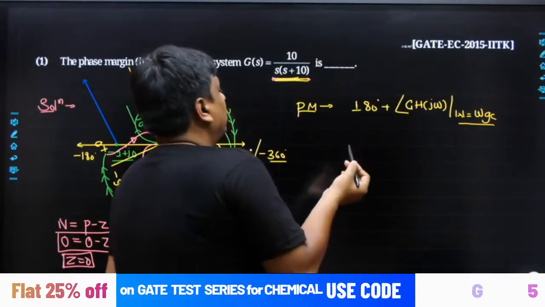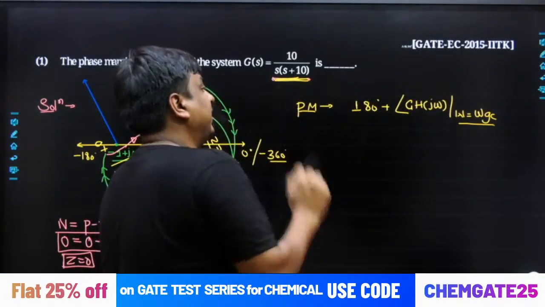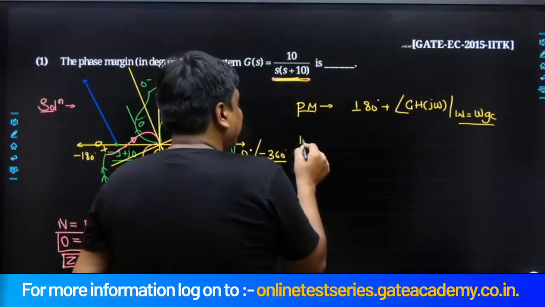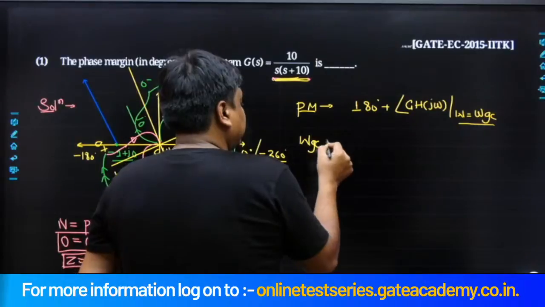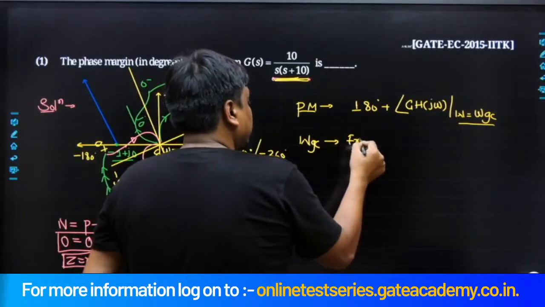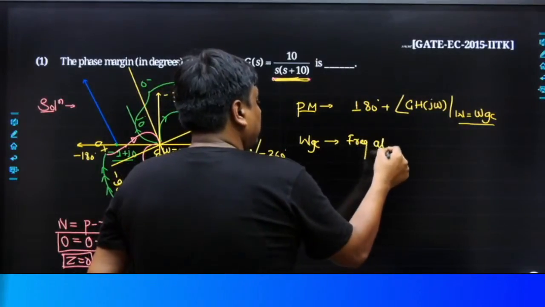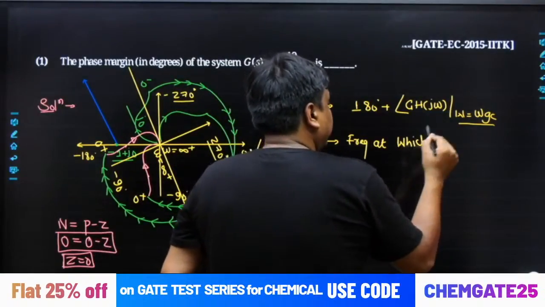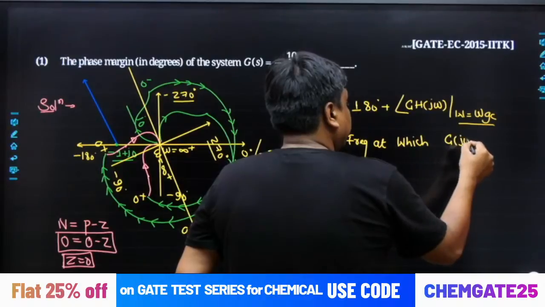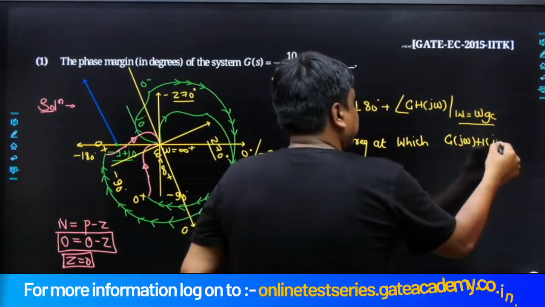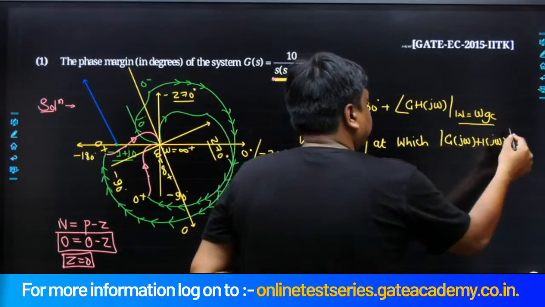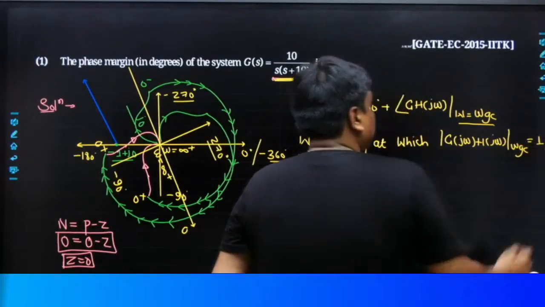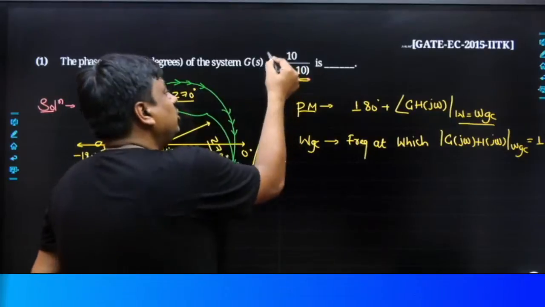You had to find omega GC, then find the angle, and then find the phase margin. What does omega GC mean? Omega GC is nothing but the frequency at which the gain offered by the OLTF, that is G(jω)H(jω), precisely becomes unity. So you will take its magnitude.